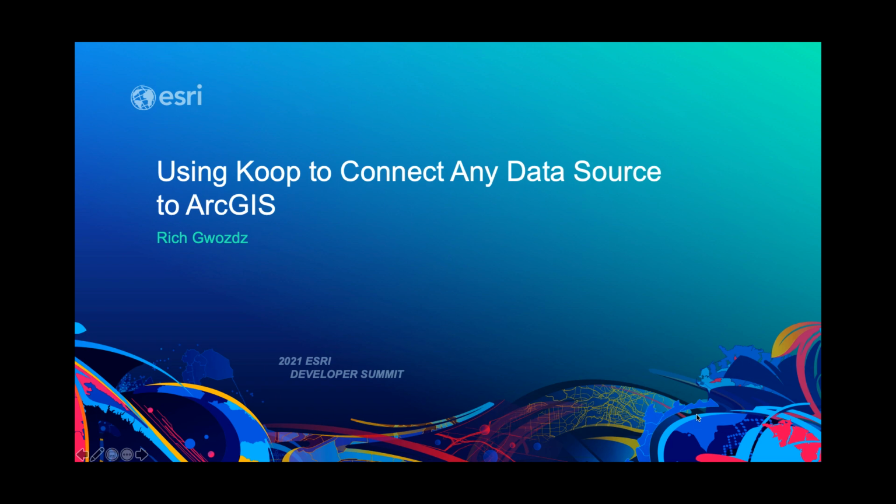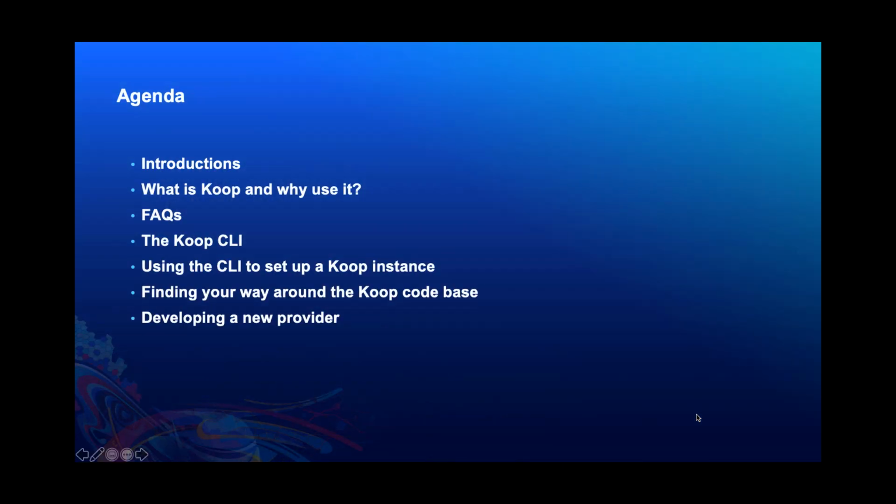We're going to be using Koop to connect a remote data source to ArcGIS clients. So here's the agenda. Do some quick introductions. I'm going to talk about what Koop is and why you might want to use it. Some frequently asked questions. We'll talk about something called the Koop CLI and using the CLI to set up a Koop instance. And then we're going to do a little bit of finding your way around the Koop code base. And finally, we're going to demo developing a new provider.